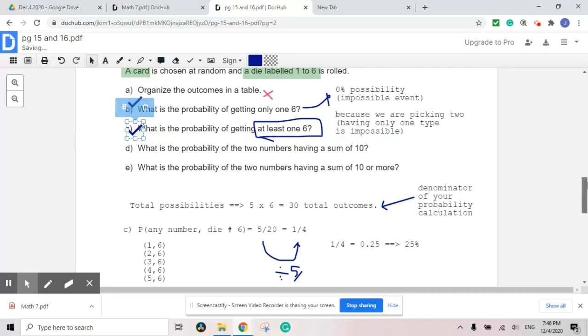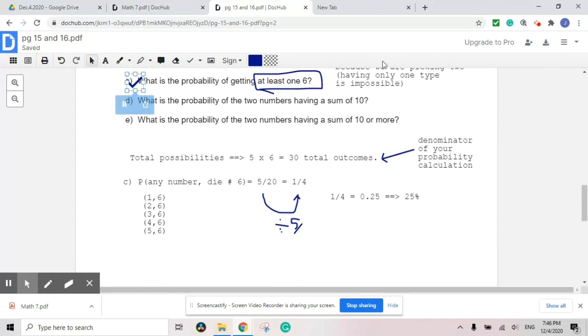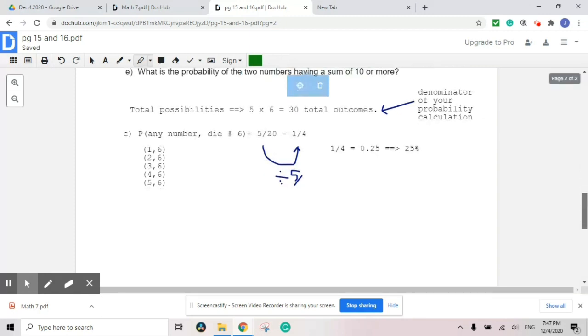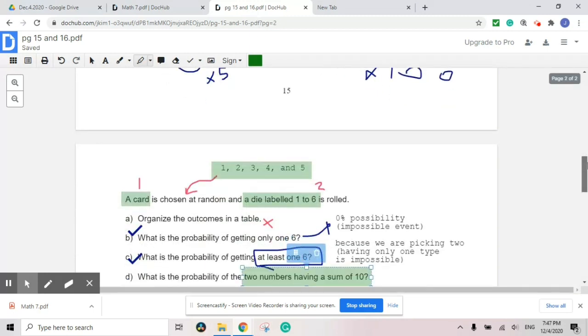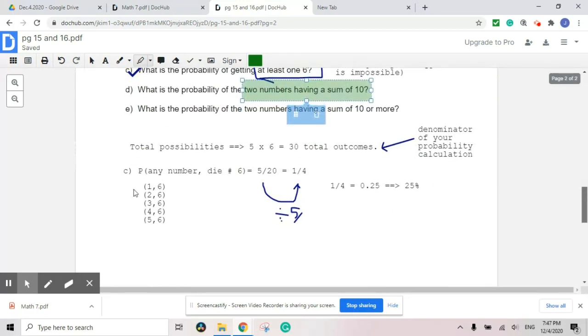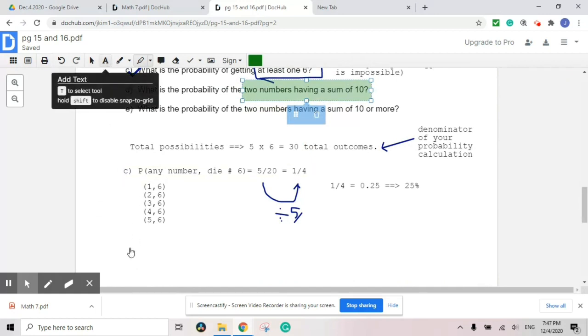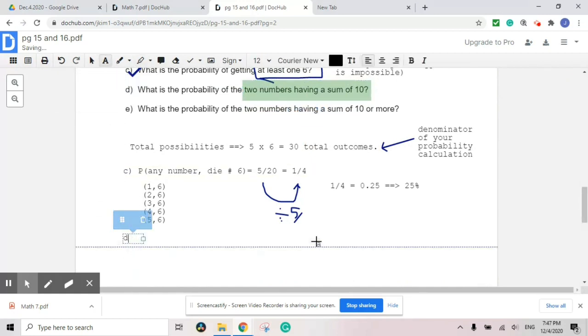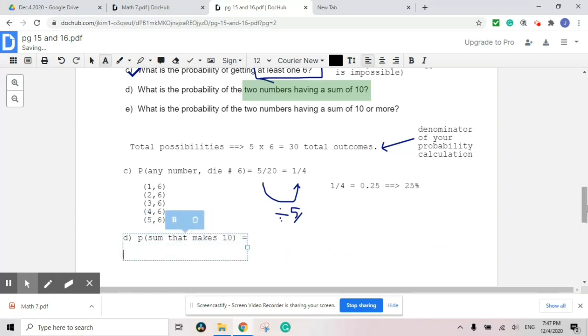Now let's go through the other one. Oof, these can be tricky. What is a situation where we can have two numbers having the sum of 10? Now things are a little tricky because now we need to think about an adding situation. Is there any way we can have a sum of 6? Yes, we can, but in order to do that, we need to find out our condition. P having a sum that makes 10.